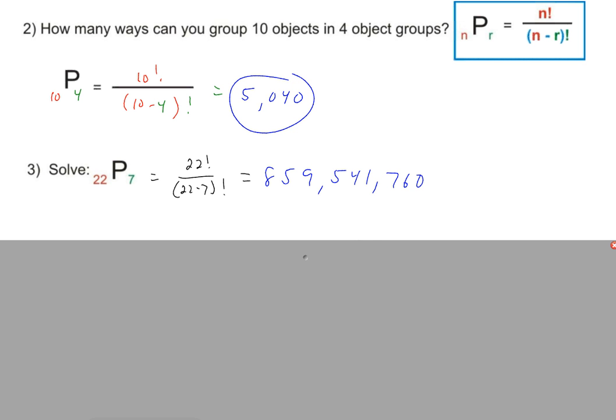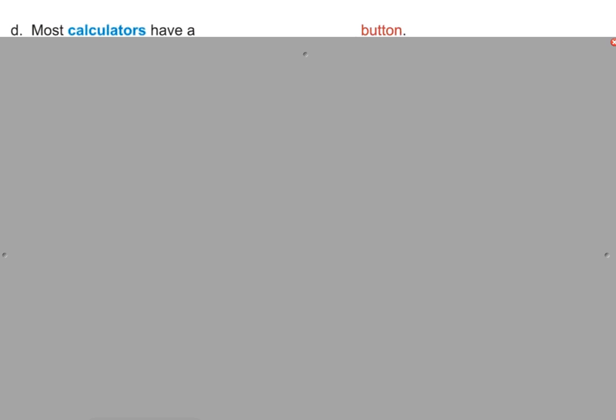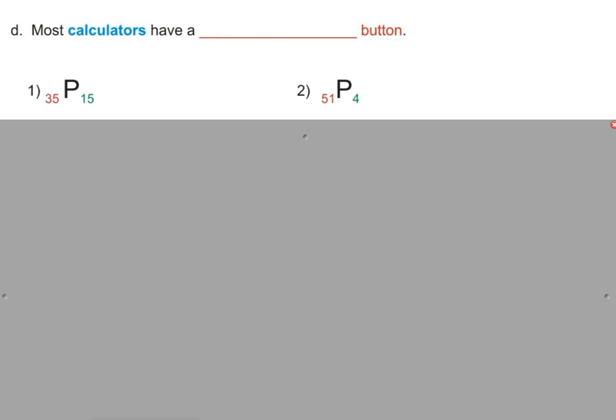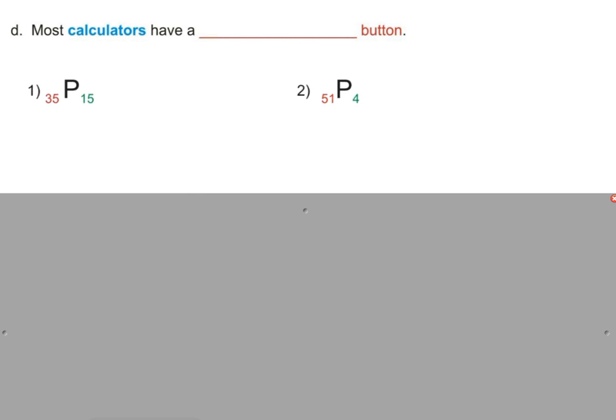After you close that bottom parentheses, it may not like it if you put in the factorial button after that. Some of your calculators you may have to do factorial button 22 divided by parentheses, factorial button 22 minus 7, close parentheses. I don't know, that may be after the order. But you have to figure out how to use your calculator. Any questions? Okay. Well, that's what I want your work to look like. However, most calculators have a permutation button.